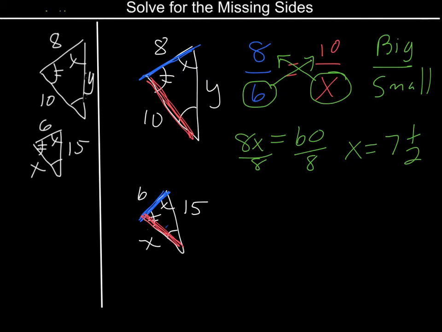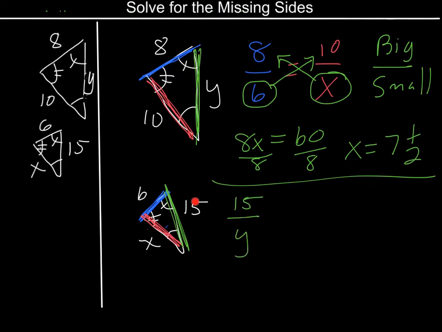The other proportion that we could set up would be for this side right here. This green side corresponds with that green side. So I can set up another proportion for that bottom one, and it doesn't matter. This time I'm going to do small over big. So I'm going to do 15 over y. That is the small one over the big one. And that's equal to, and it doesn't matter, I'm just going to go ahead and use the blue side. I have to make sure that I put the small over the big. So I have 6 over 8, like that.